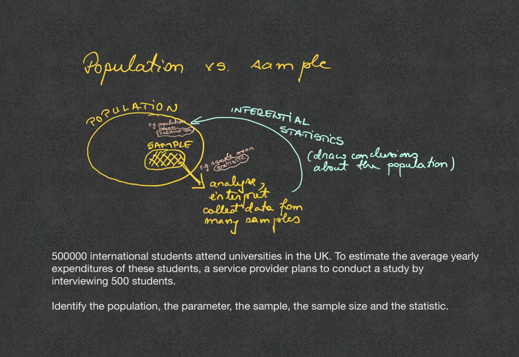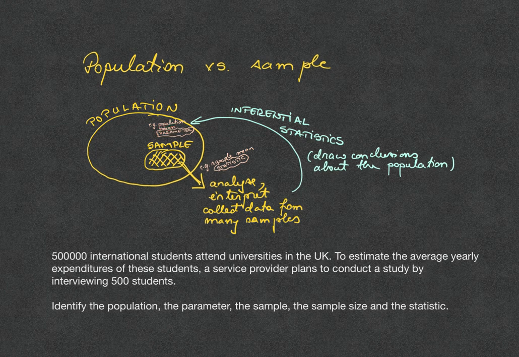Now I invite you to pause the movie, read this question, and try to identify in the description the population, the parameter, the sample size, and the statistic. If you decided that the 500,000 international students is your population, and the parameter that you use is the average yearly expenditure of the students, then that's a population parameter.